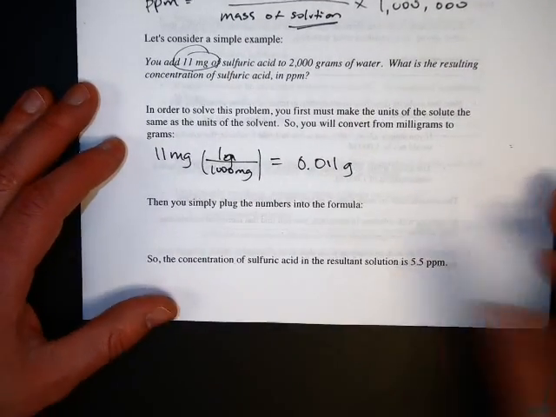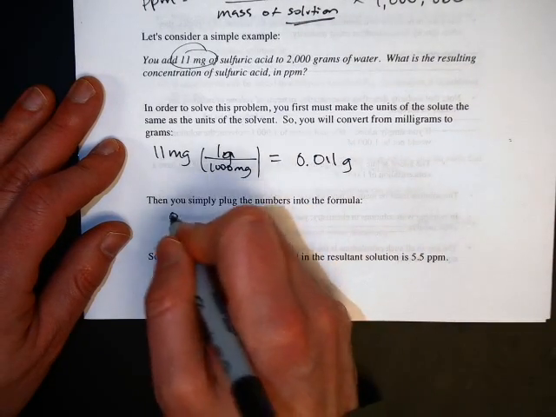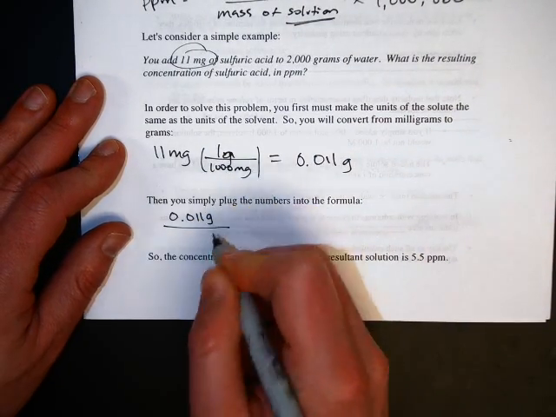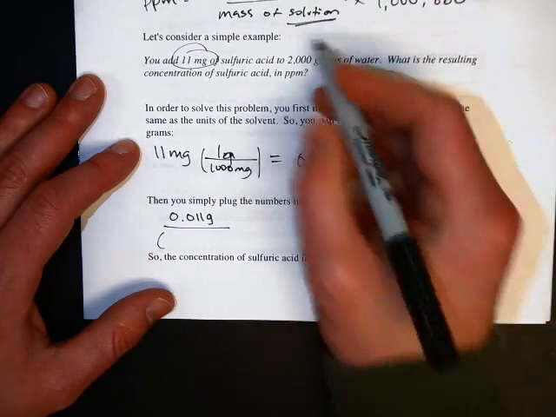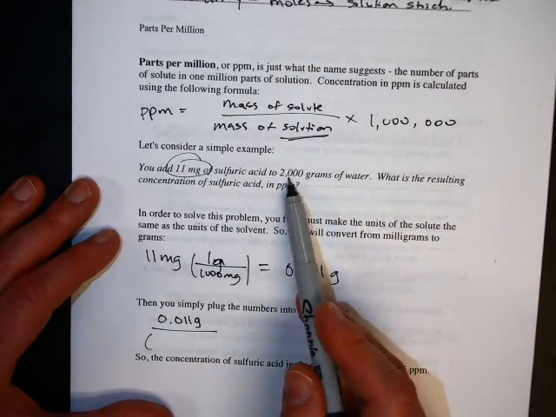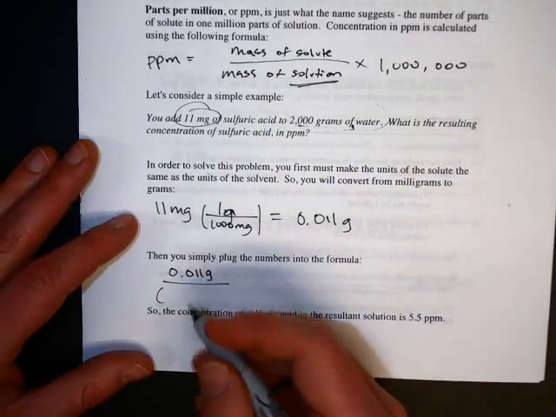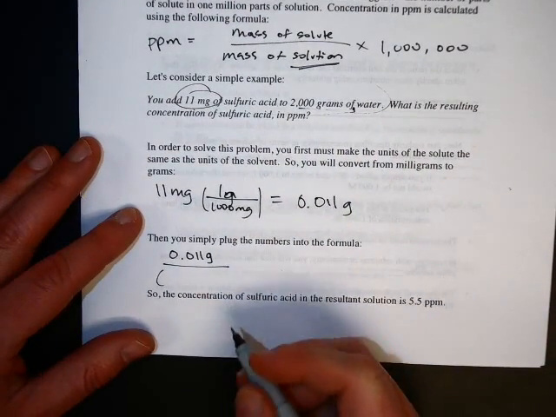Then plug that into the formula. So you have 0.011 grams of stuff dissolved in the mass of the solution, so add it up. Because here it says 2,000 grams of water, and we need to know the total mass, so that's going to be this plus that. It's not a big difference, but it's enough to make a little bit of a difference.